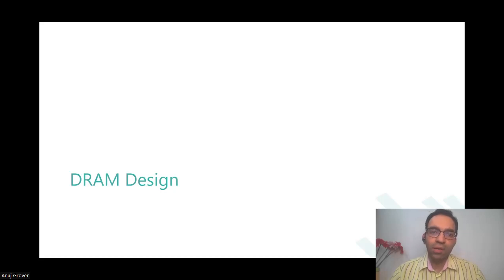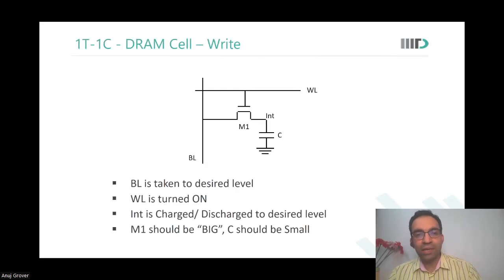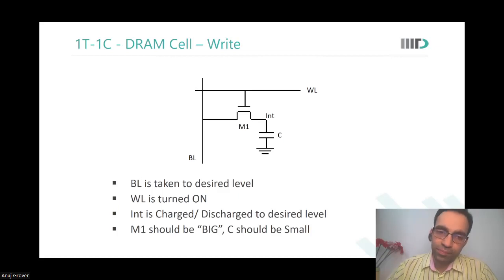Now, as already mentioned by one of you, DRAM is denser. It has one transistor and one capacitor instead of 6 transistors in the SRAM. So how does the DRAM cell look like? This is how a DRAM cell is.